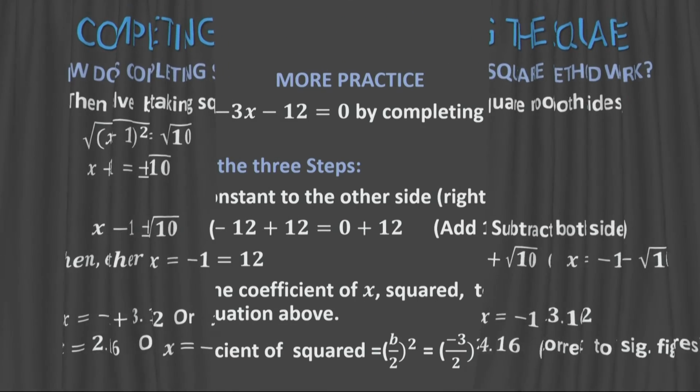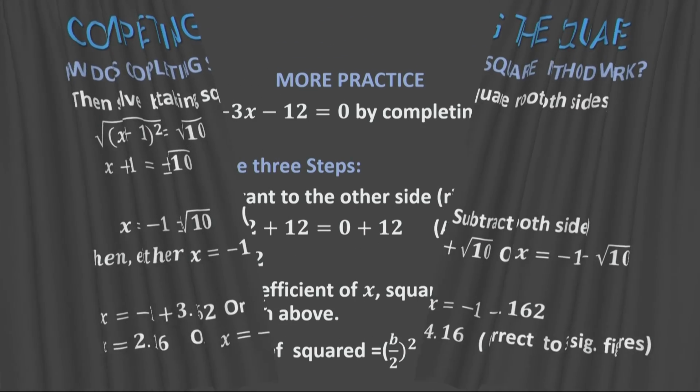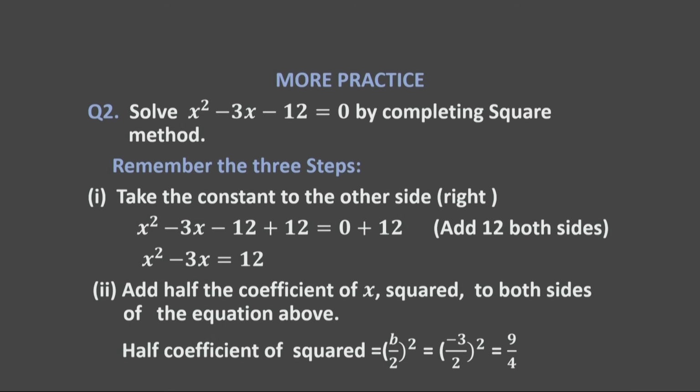All right. Let's look at one more example to reinforce what we have learned. Okay? Let's try to remember the 3 steps. Now, we are told to solve x squared minus 3x minus 12 is equal to 0 by the completing the square method.